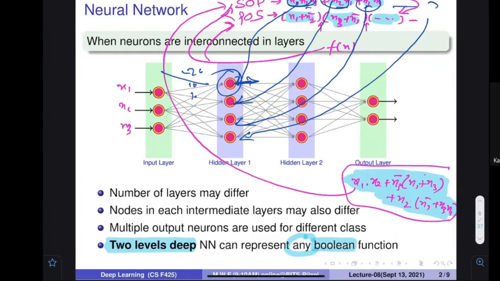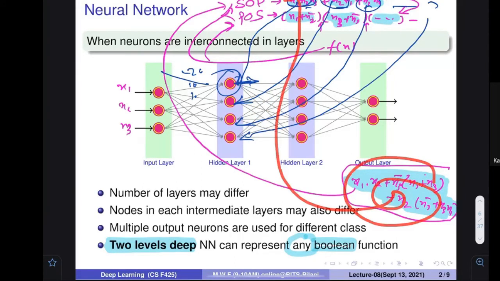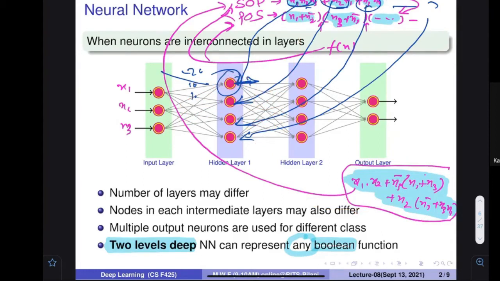So I have given the idea that if you have any function, you can convert it to SOP or POS form, and then for each of the terms which are there, you can build a perceptron. Here the AND circuit was needed, and in the next layer you need an OR circuit. Then you can combine them and make the output the same as that given by this particular function.